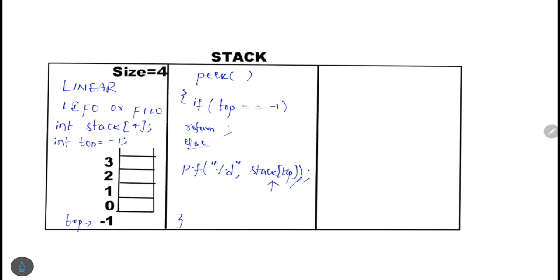But before that, check whether the stack is empty or not. If the stack is empty, then we cannot do any activity, simply return. Otherwise, we need to print the stack of top. For example, let us assume that there are values 10, 20, 30 here. What is top holding? Top is currently at index position 2. So stack of top, that is 2, means 30. So the value 30 will be printed on the screen. That is the current top value, isn't it? That is how the peek function works.